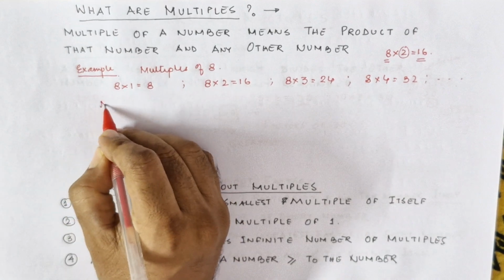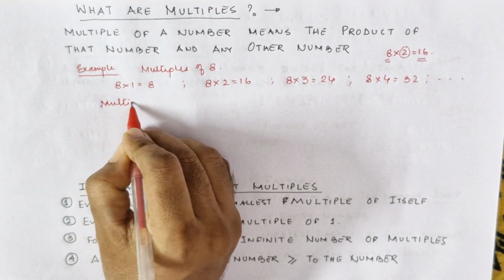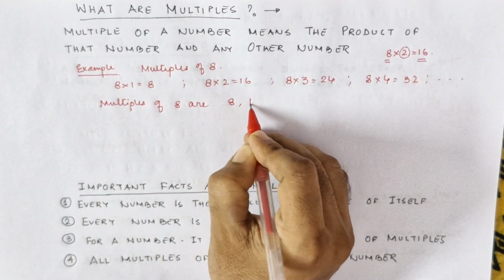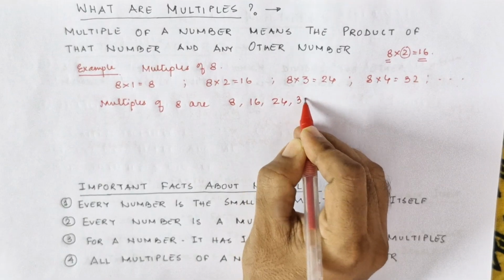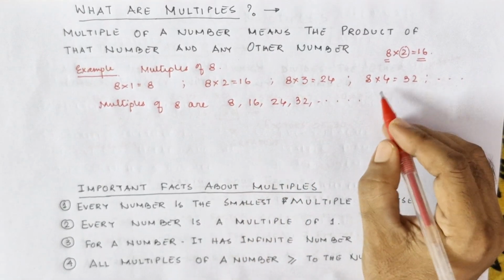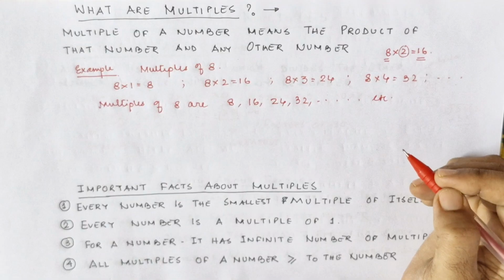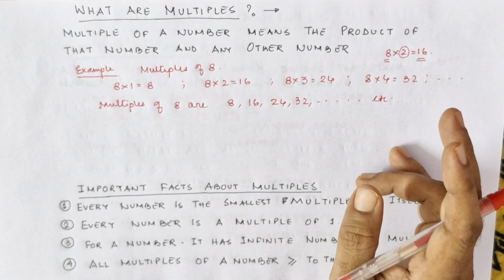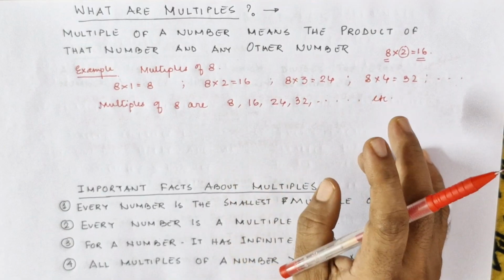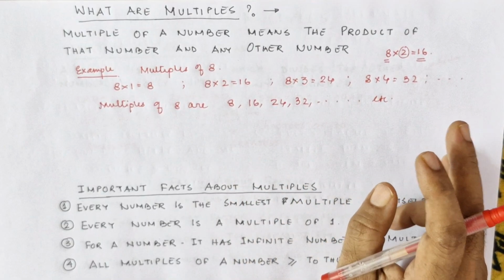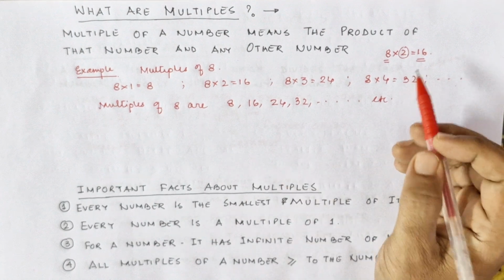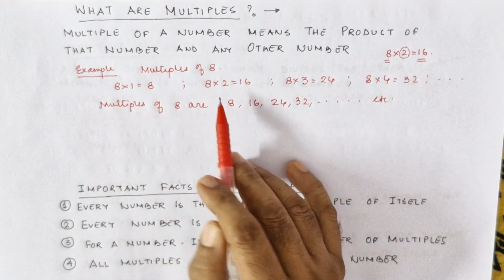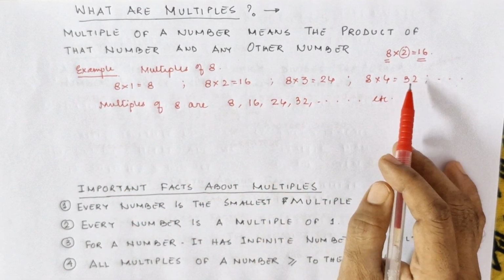So I can write multiples of 8 are 8, 16, 24, 32, it goes on to infinity. Got it? Please remember, student, it is nothing but the table of itself. If somebody asks you to find out the multiples of any number, just go ahead and work out the table of that number starting from 1. So if somebody asks you to find out the multiples of 9, start multiplying 9 by 1, then 9 by 2, then 9 by 3 and 9 by 4, etc.